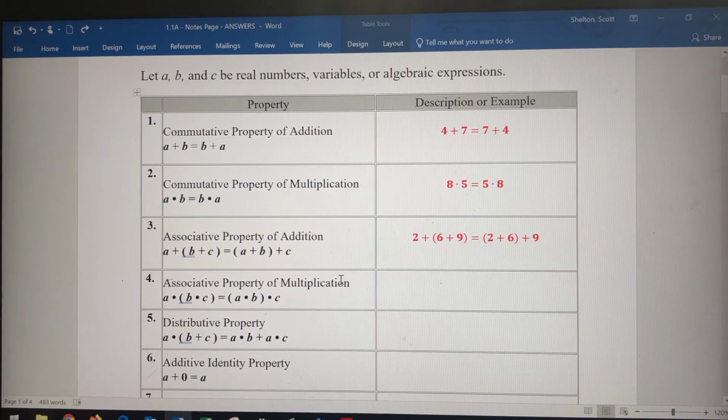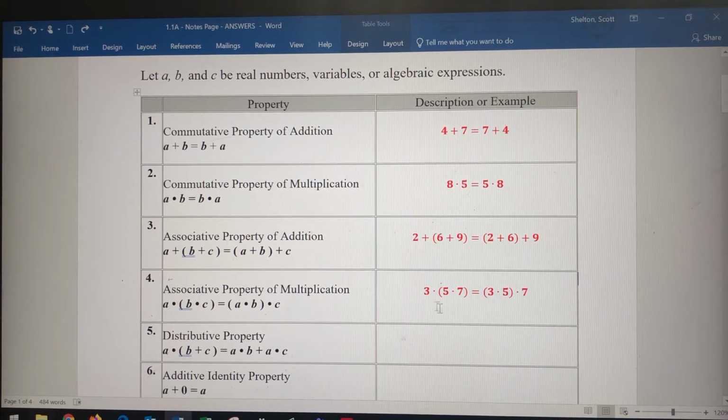Associative property of multiplication works much the same way, okay? Let's say A is 3, B is 5, and C is 7. Well, if I want to group together 5 and 7 first, 5 times 7 is 35. 35 times 3 is 105, okay? Let's say I want to group the 3 and the 5 together instead. Well, 3 times 5 is 15. 15 times 7 is 105. So even though I group the numbers differently, I still get 105. Also, if I wanted to group the 3 and the 7 together, I could do that. 3 times 7 is 21. 21 times 5 is 105. Okay, so the associative property works for multiplication, but not division.